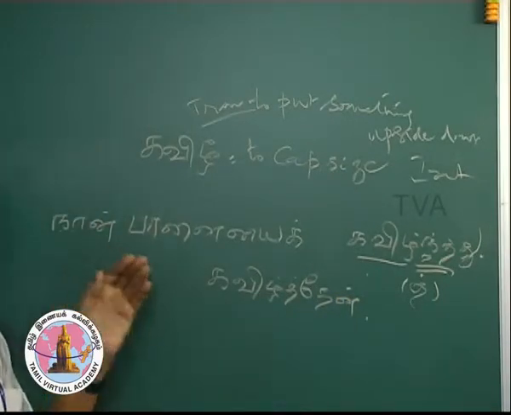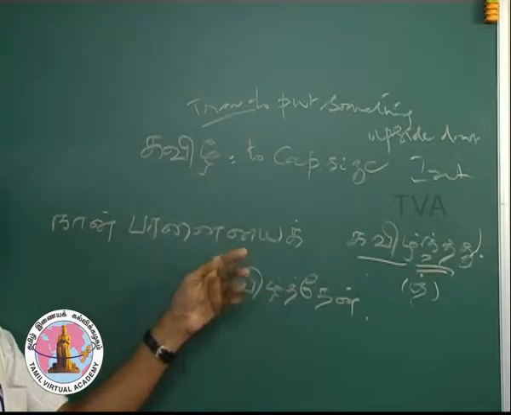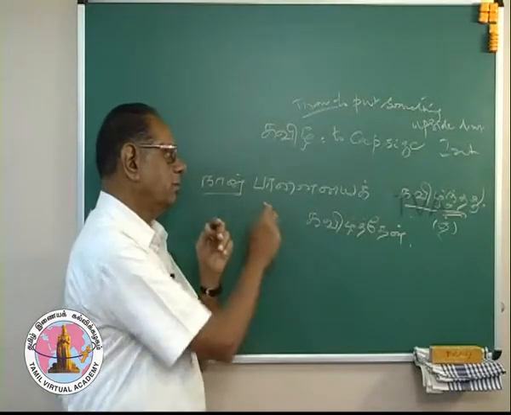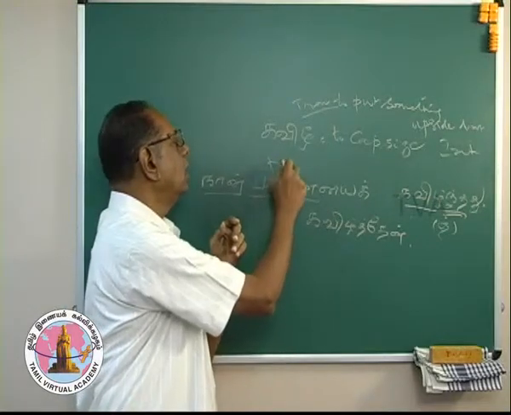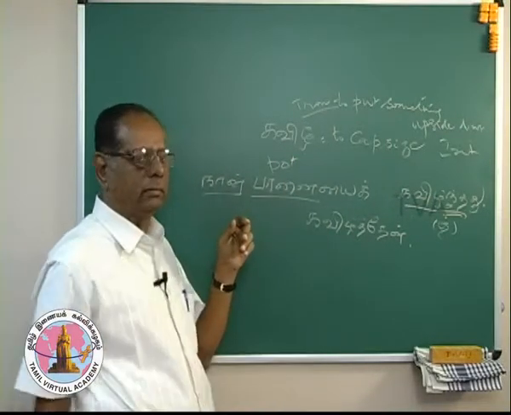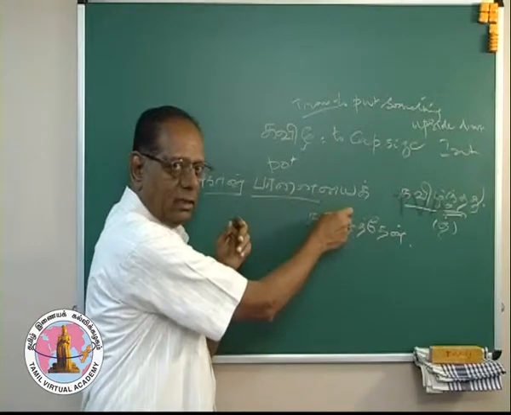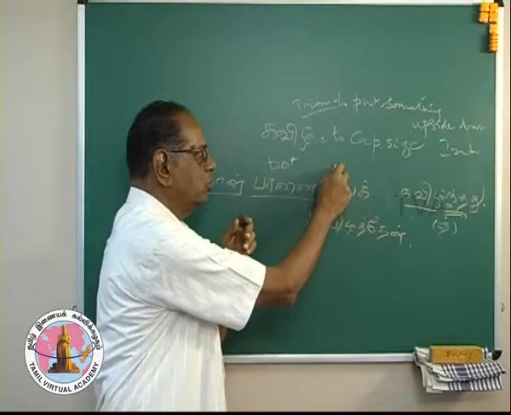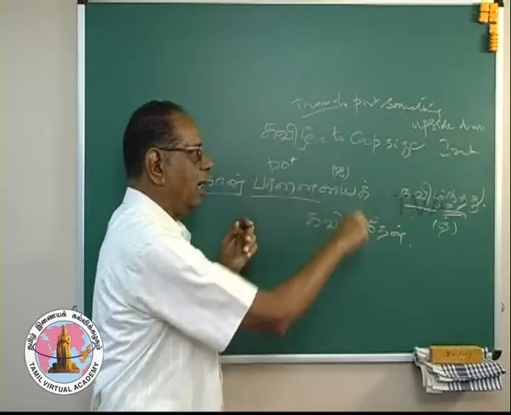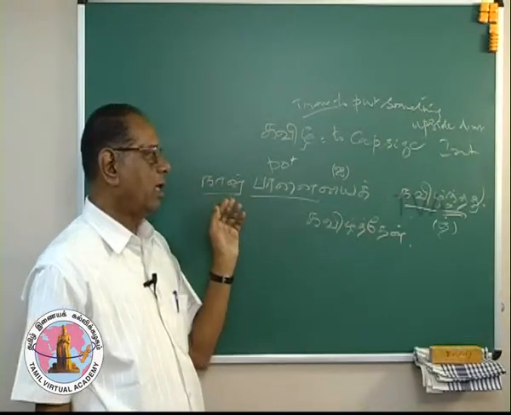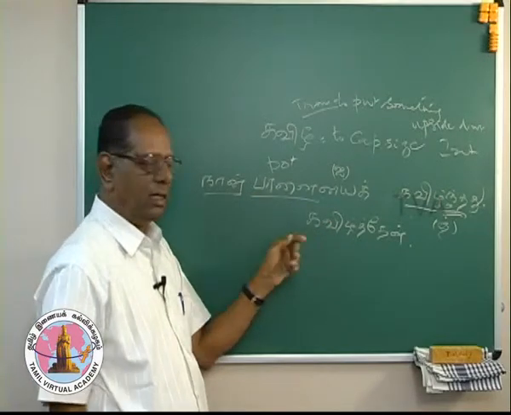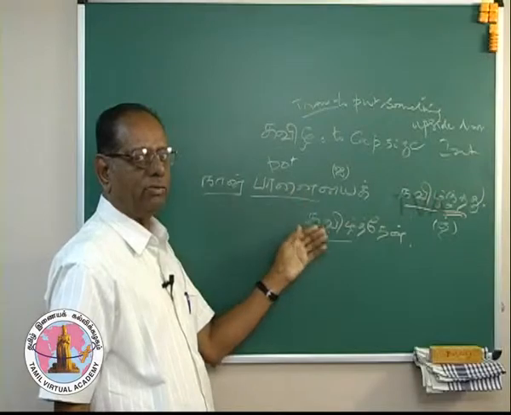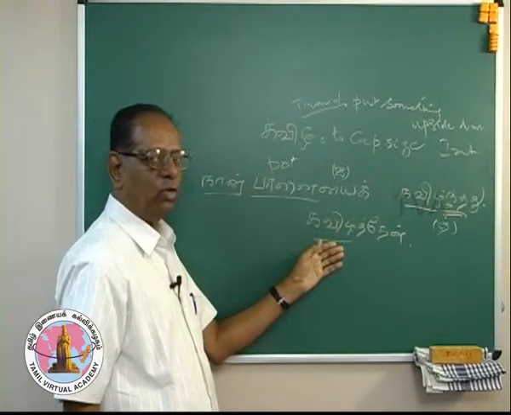நான் பானையை கவிழ்த்தேன். நான், I. பானை, pot. பானையை, accusative case. I have used the case marker here. நான் பானையை கவிழ்த்தேன். I put the pot upside down. This is also past tense.